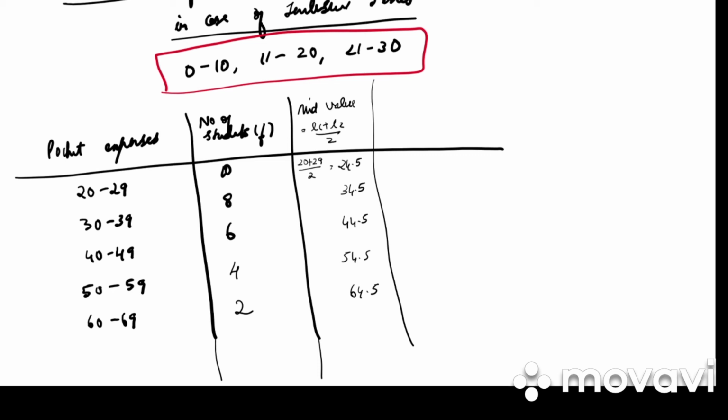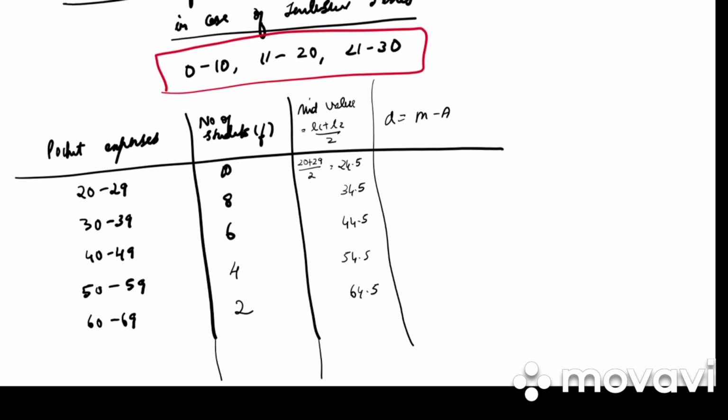Next, you can do it in any method. You can directly find F into M. Because it is a big number, we would not be doing it in the direct method. Instead, we will be doing the indirect method. So for the indirect method, what do we need to find? M minus A. How do we find A?